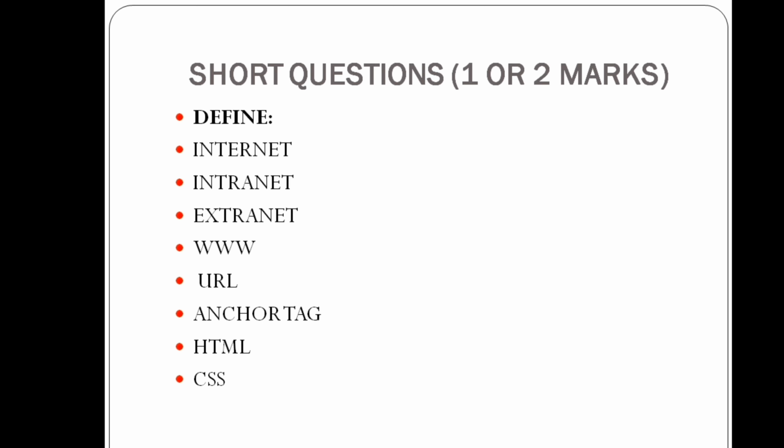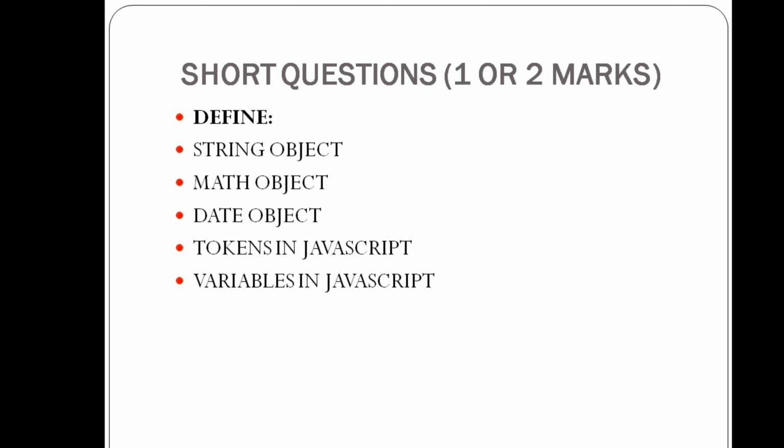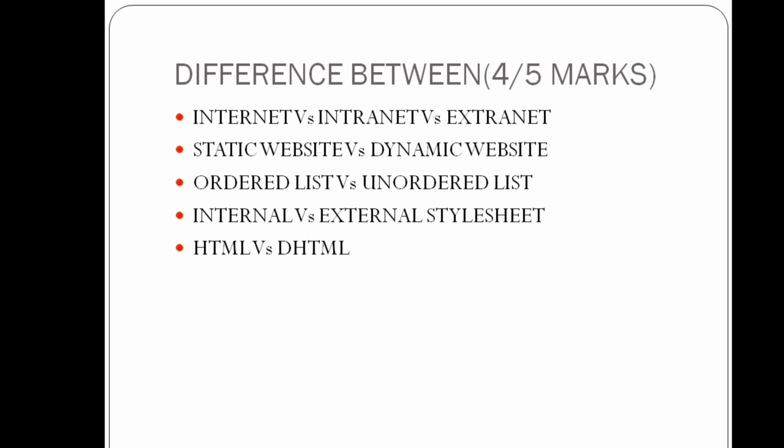You can define internet, intranet, extranet, WWW, URL, anchor tag, HTML, CSS. Then further, we are having a string object, math object, date object, tokens in JavaScript, and variables in JavaScript. Between that can come for 3, 4, or 5 marks.